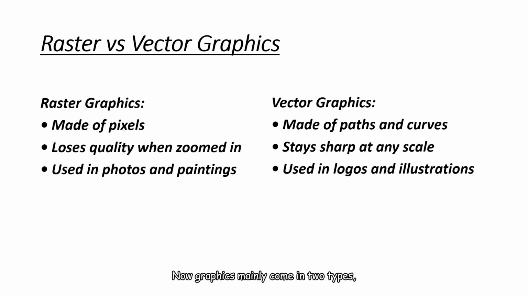Now, graphics mainly come in two types, raster and vector. Raster graphics are made up of pixels, tiny colored dots that form an image. When we zoom in, we will notice the picture gets blurry or pixelated. Vector graphics, on the other hand, are made up of mathematical paths and curves. They stay sharp and clean no matter how much we scale them up or down. That's why vectors are used in logos and icons, while rasters are used for photos and paintings.